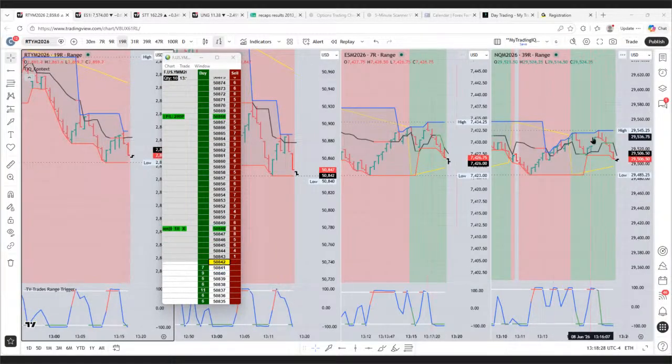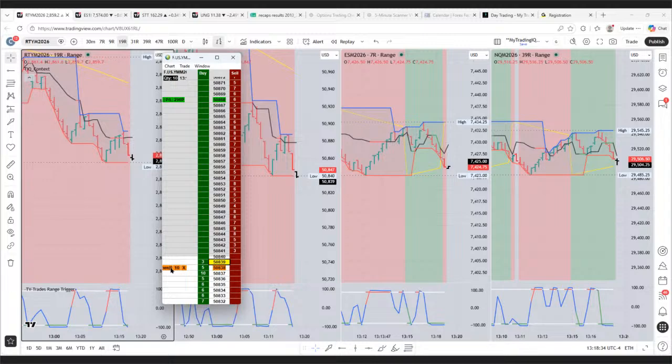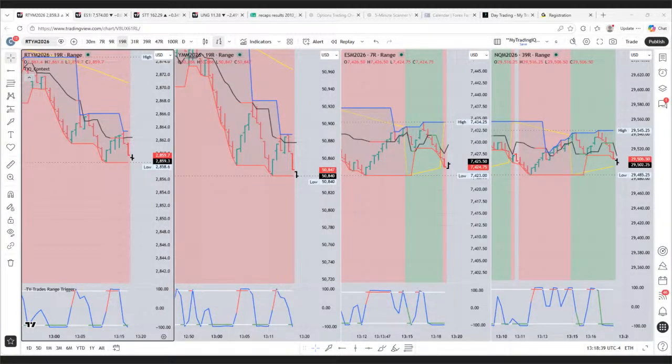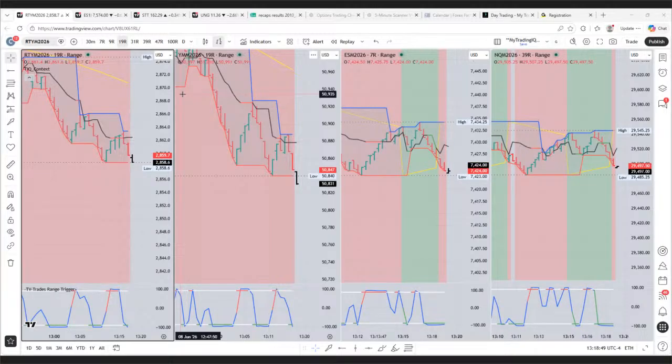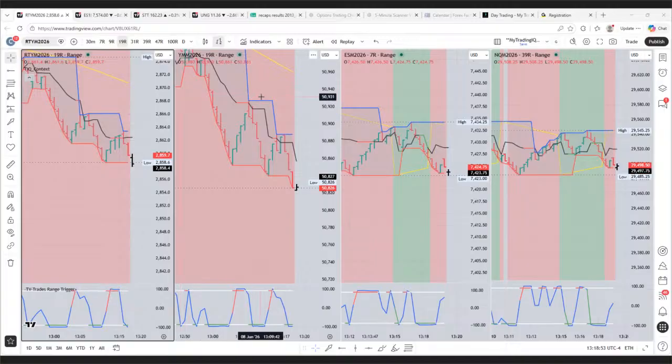Okay, 20 on the YM, 5 on the Russell. The ES didn't give a trade. The NQ didn't give a trade. Another trade anyway. I think that was 28 on the YM and 5 on the Russell. Okay, that's good stuff.